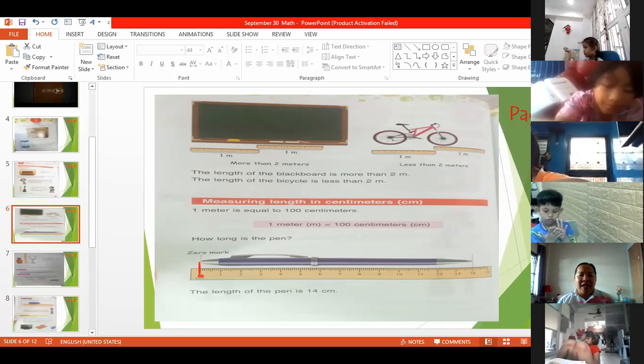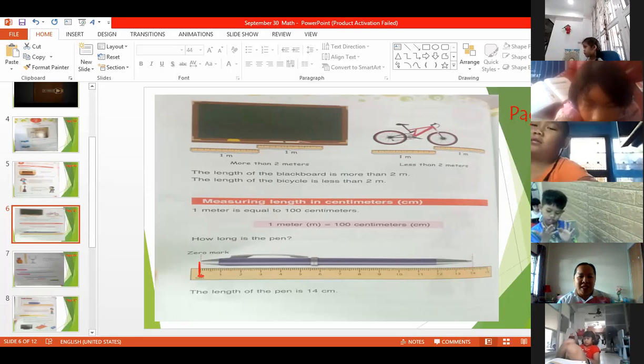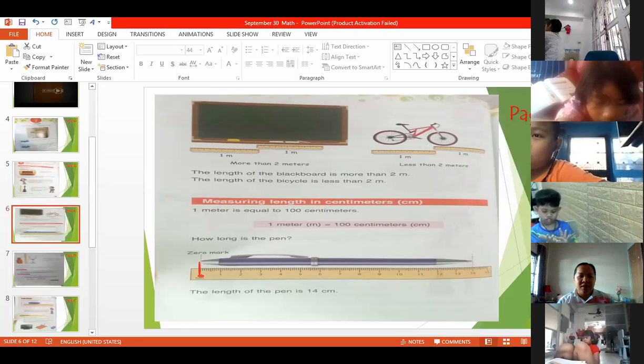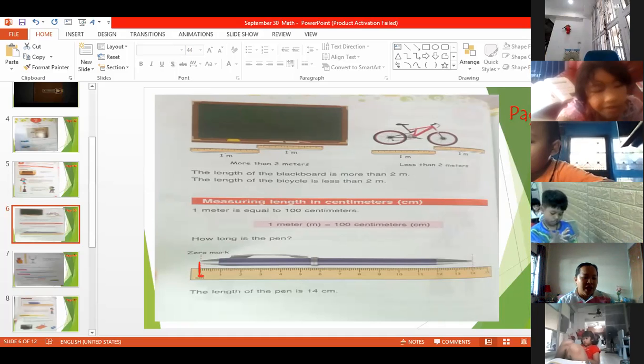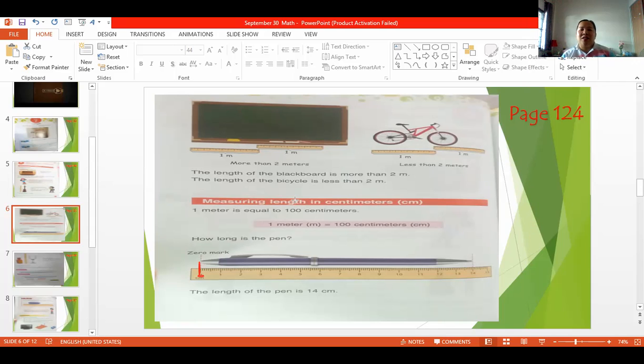How about you, Chanikan? What is the measure of your pencil? What is the length of your pencil? 19. The measurement of the pencil of Chanikan is 19. Okay, very good. So that's how you can measure your pencil. So let's go to the next page. Later on, I will ask you again.